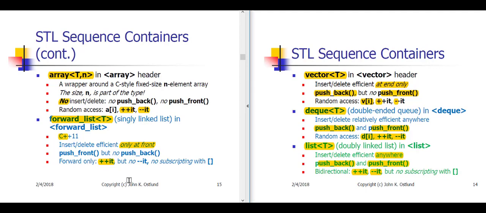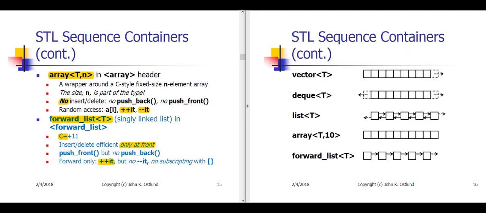Also, with your iterator, you can only go forward through the list. You cannot go backwards. So whereas vectors and deques have what are called random access iterators, supporting subscripting with square brackets, as well as ++ to go forward and -- to go backwards, and list is bidirectional, that is, you don't have subscripting, but you do have both ++ and --. Forward list has what's called forward-only iterators. You can only move the iterator forward, you cannot move the iterator backward, and you cannot do any subscripting.